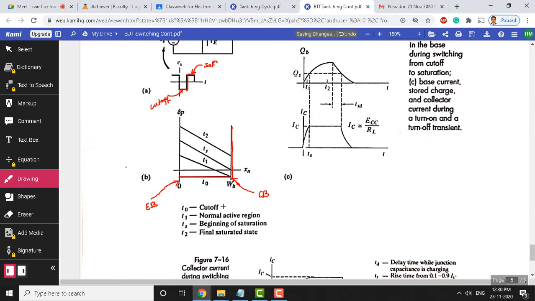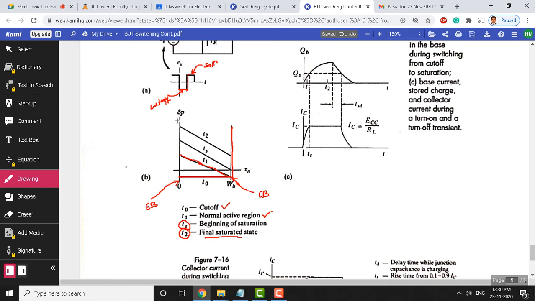So, T naught indicates the cutoff region; this is the hole distribution for the cutoff region. And this is the hole distribution for the normal active region. This is the graph that shows the hole distribution in normal active. So, in the normal active region, T1 indicates the hole distribution, and TS here indicates the hole distribution at the beginning of saturation. Lastly we have T2, which is nothing but the hole distribution at the final saturated state here.